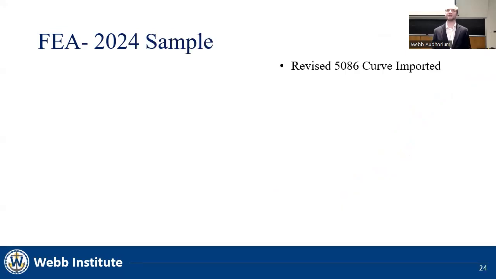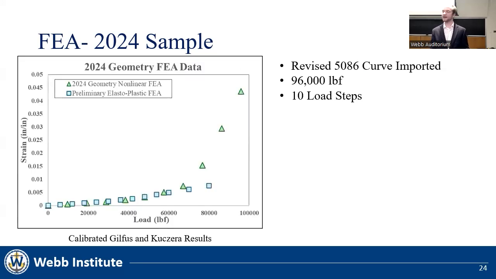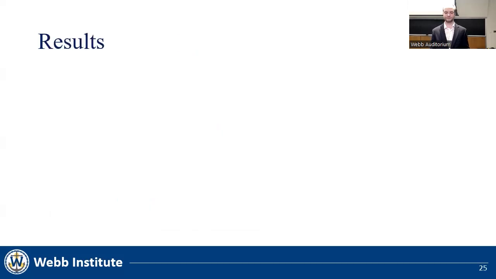The material properties of the 5086 aluminum alloy were then imported into a model using the 2024 geometry. This sample was loaded to 96,000 pounds, and again, 10 load steps were used. As you can see, the updated FEA showed similar results at lower loading to the preliminary analysis, but at higher loadings, the difference was clear. This was because the new model represented the plastic region much more accurately than the bilinear preliminary analysis.